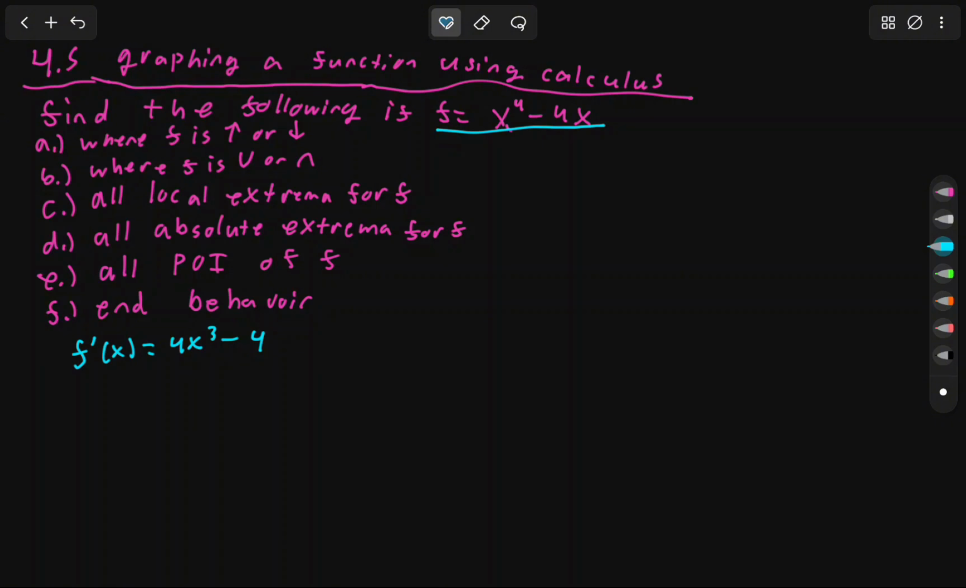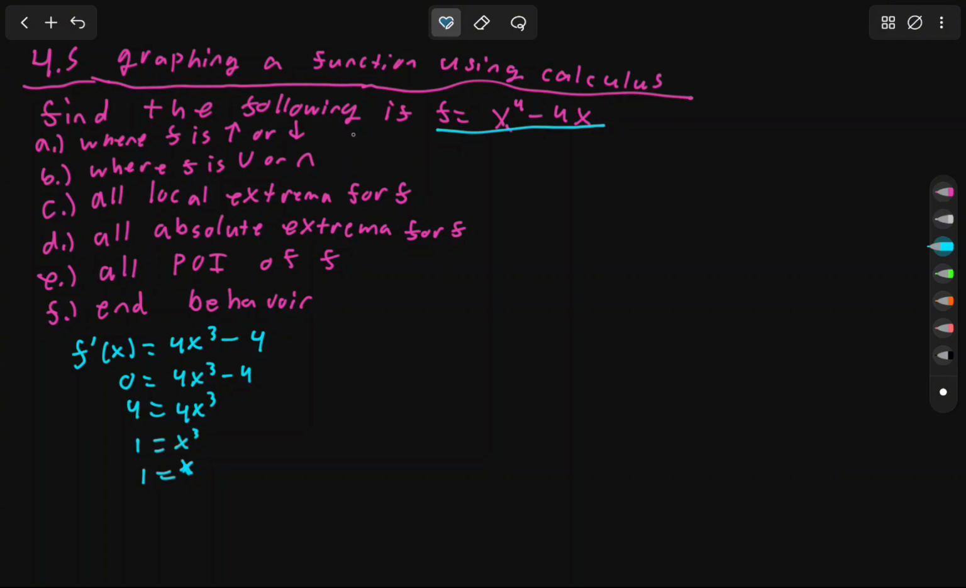Now, what does this actually tell us? Well, since we're looking at f prime, this is going to give us information about where f is increasing or decreasing. So what we want to do is set this to 0 and then solve for x. So we get an answer of x is equal to 1. Of course, there's two imaginary roots to that as well. However, we don't have to worry about those.